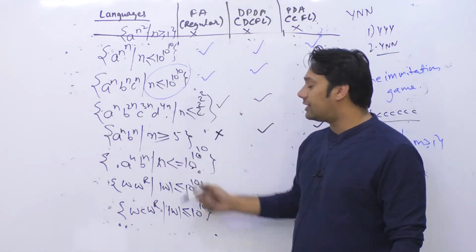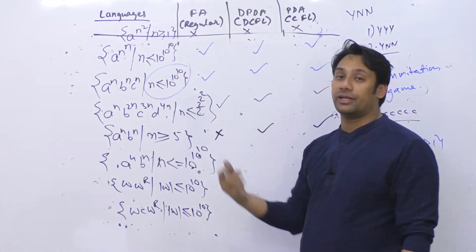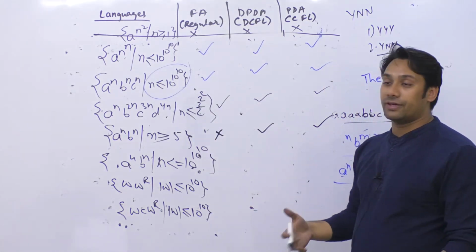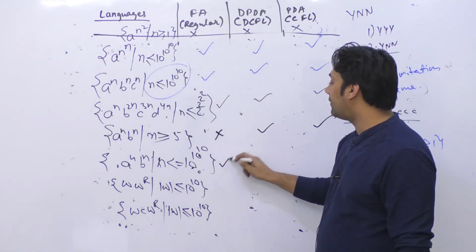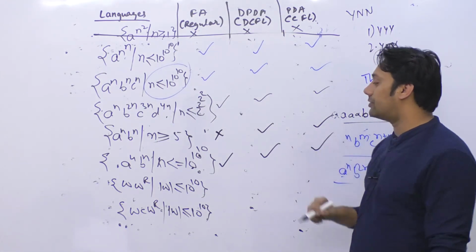Now for this language, it is a finite language because n is less than or equal to 10 raised to power 7. Even though it is very, very huge, again in this case, FA is possible, DPDA is possible, NPDA is possible.